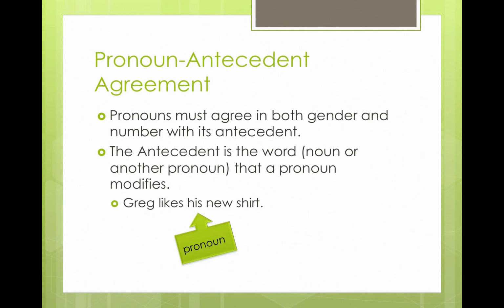In this sentence, our pronoun is his, and it modifies Greg, which is our antecedent. You see how they're connected? Greg likes his new shirt. We wouldn't say Greg likes her new shirt because Greg is a boy's name. Okay? We wouldn't say Greg likes your new shirt unless we're talking about someone else's shirt. If the shirt belongs to Greg, then the correct pronoun would be his. So we don't want to confuse our pronouns and antecedents. We don't want to get them out of order. And it seems easy here because we know Greg is male and his is a male pronoun. And it's a singular pronoun because Greg is one person.